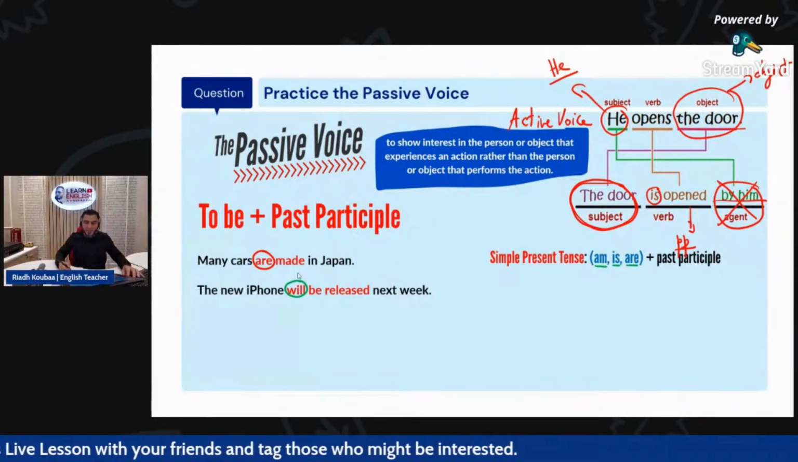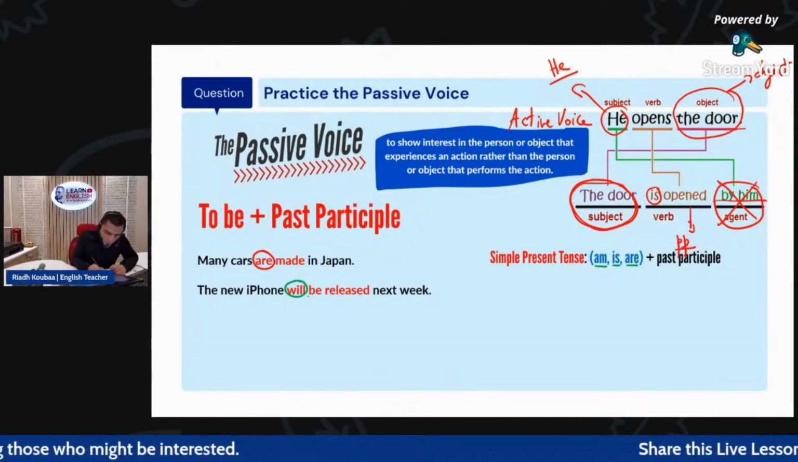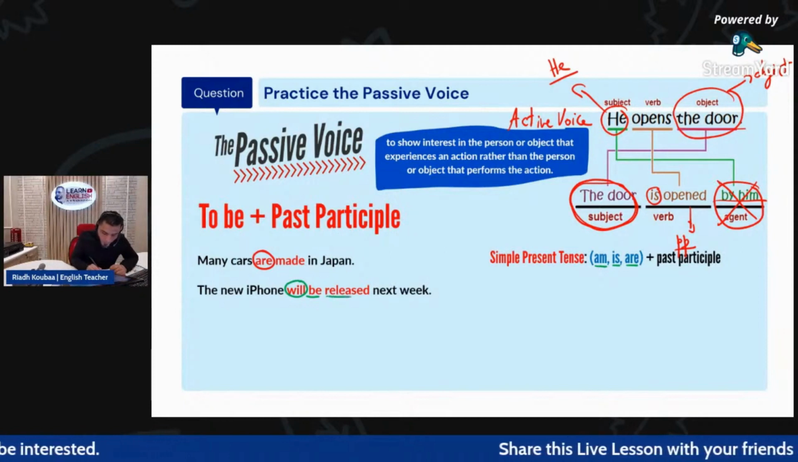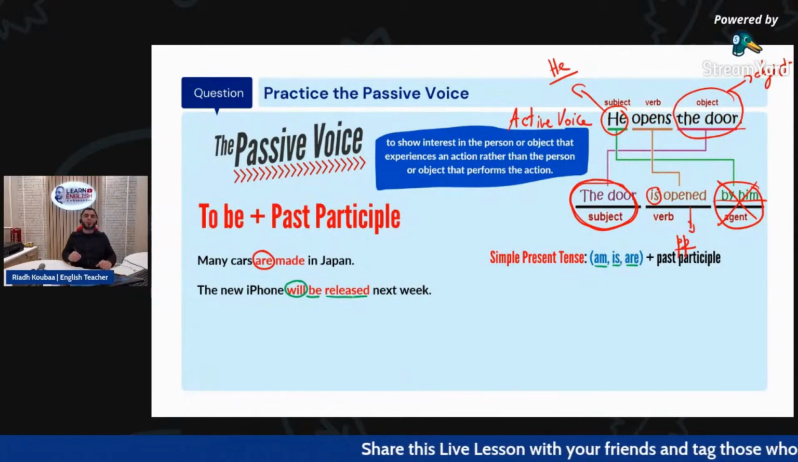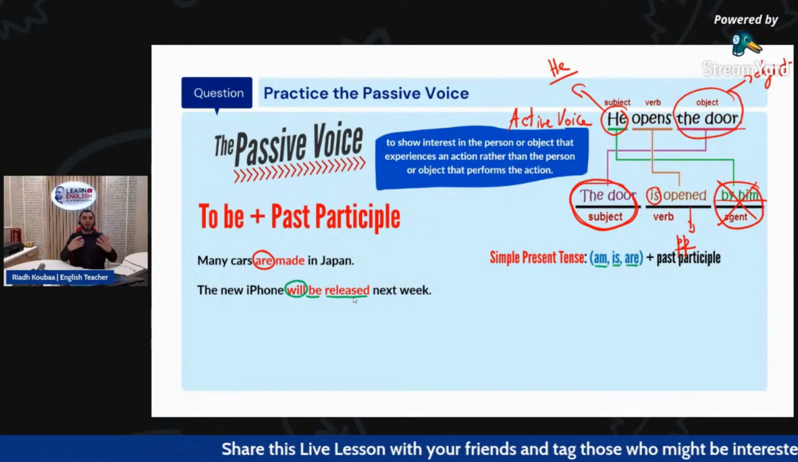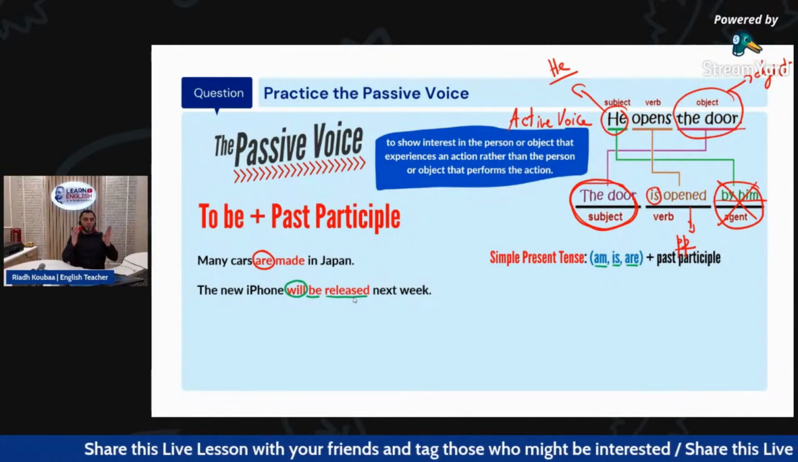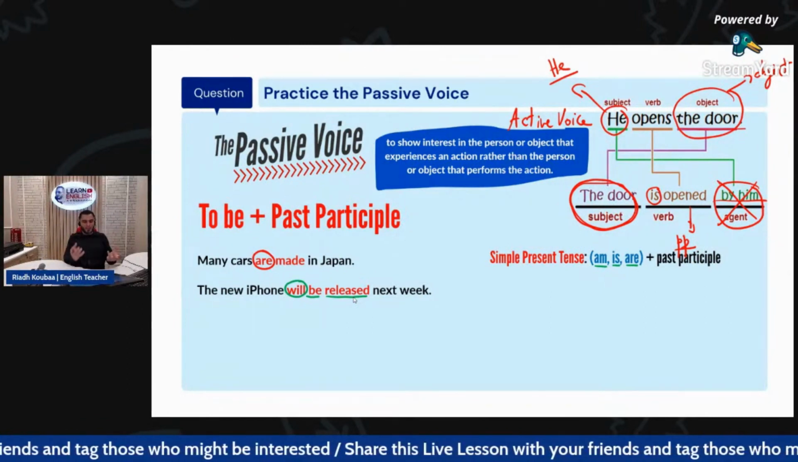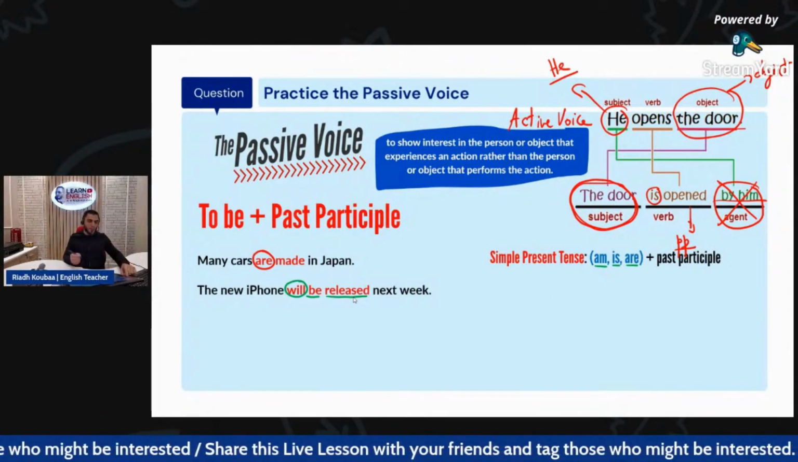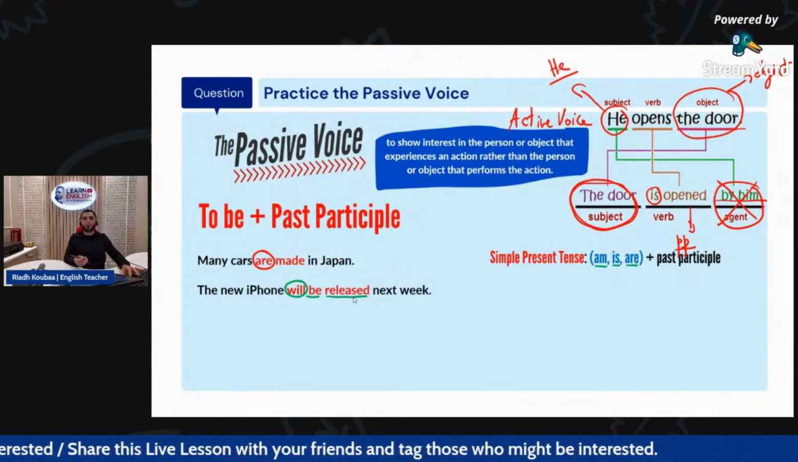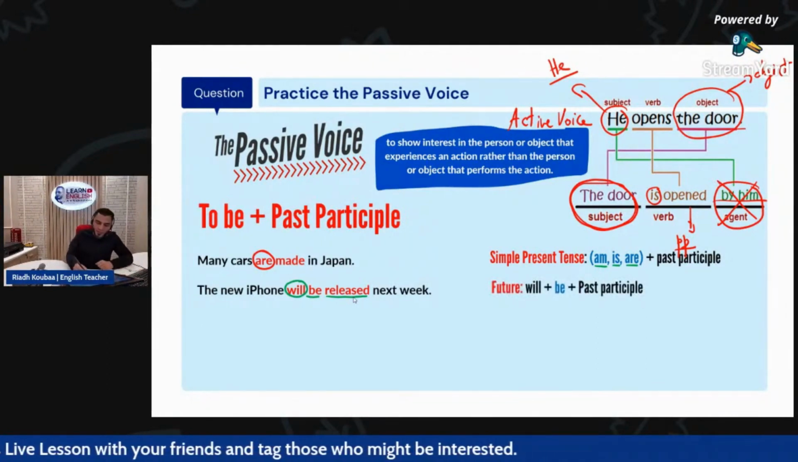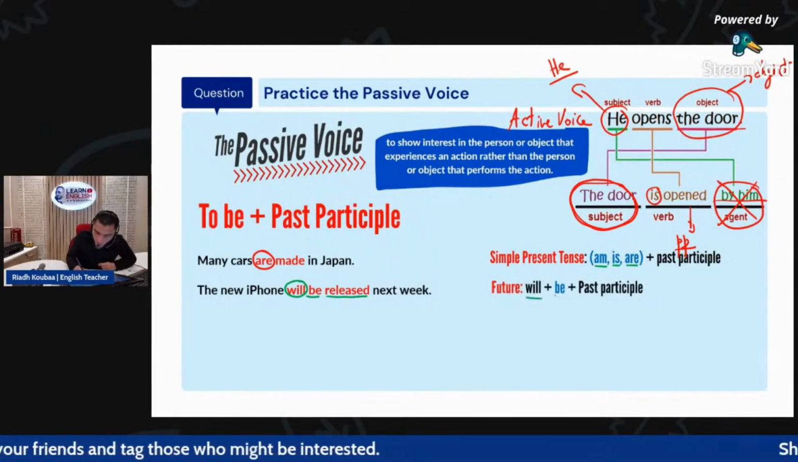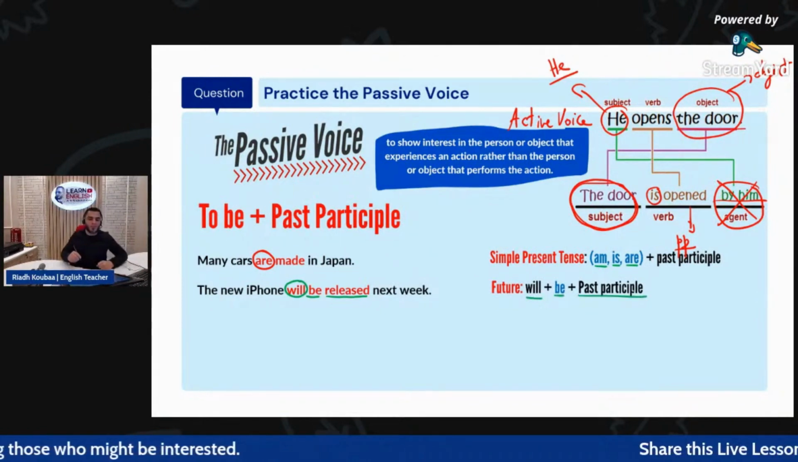Yes, thank you so much. That's a very good answer. So the future. So what is the rule? We have will, then be, then we have the past participle again. So whenever, every time we use the passive voice, we should have these two parts, verb to be and the past participle. But here, since we are expressing the future, we will add will. So the rule becomes will be plus past participle.